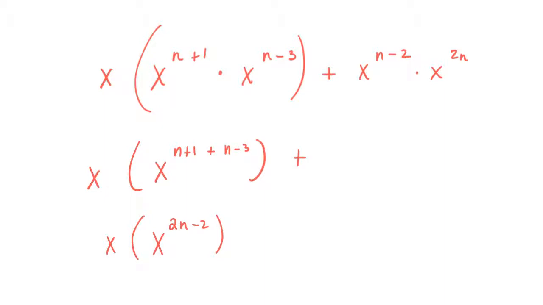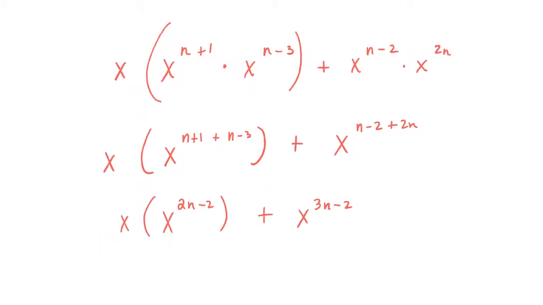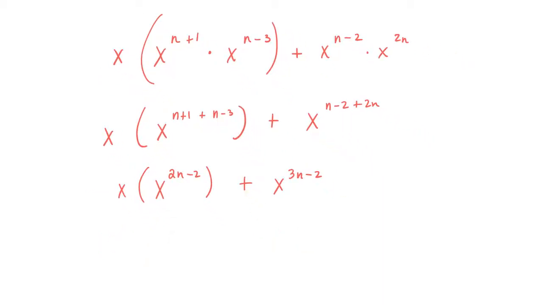On the right side, this becomes x to the n minus 2 plus 2n, which becomes x to the 3n minus 2. Am I done at this point? Right. What's the one last thing I have to do still, Petralia? Multiply the x and it becomes 2n minus 2. Yeah, so what's the exponent for x, really? 1. So, yeah. Minus 2.